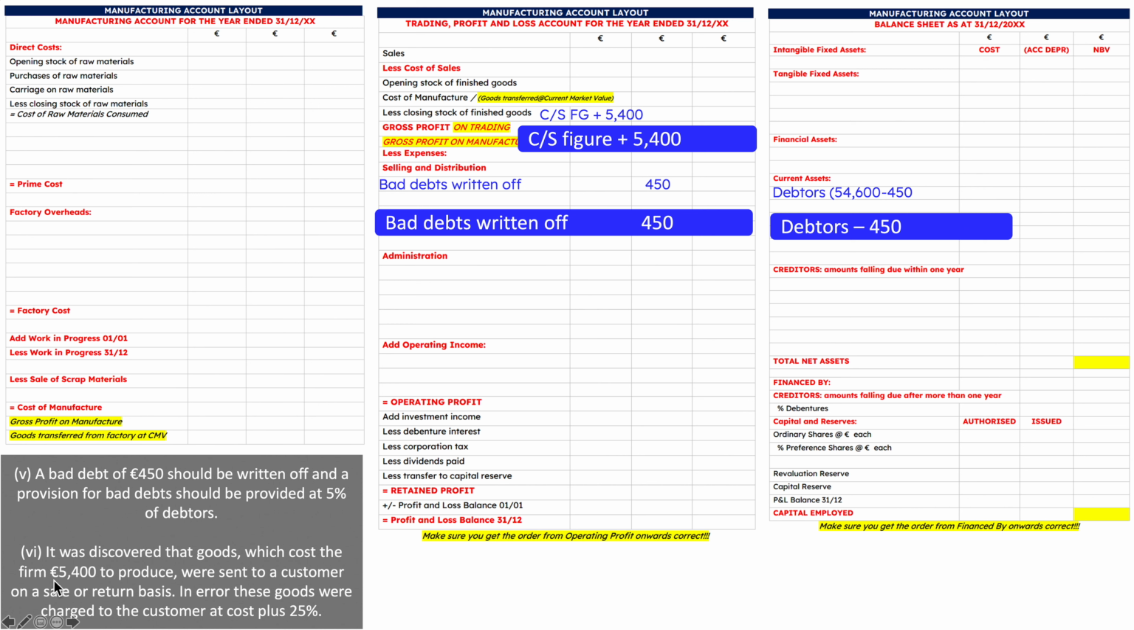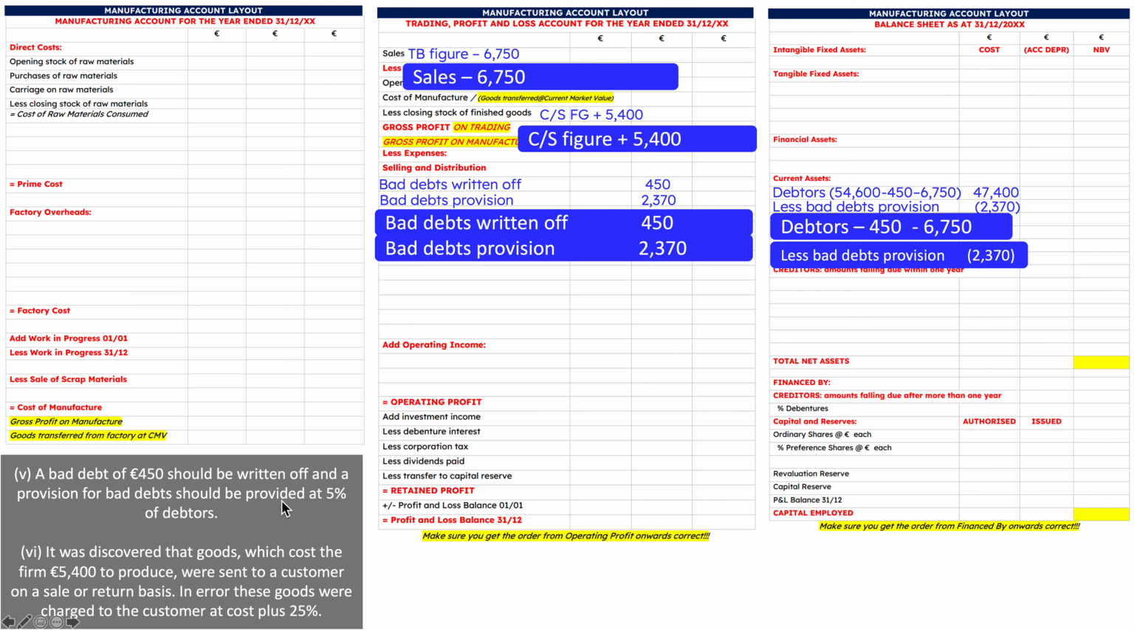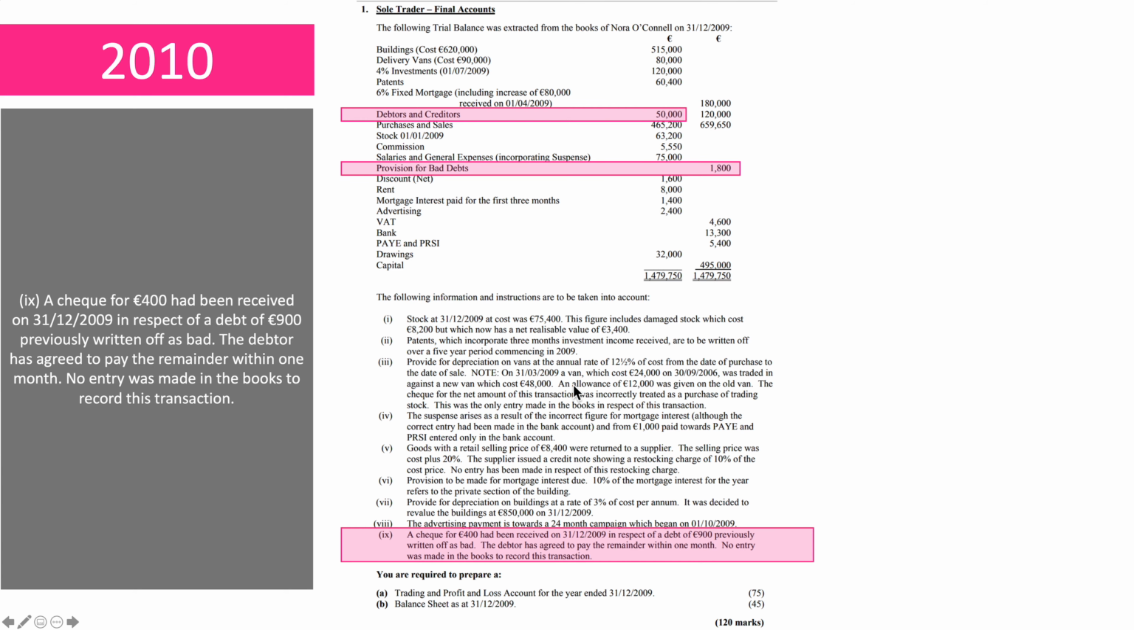2,370. Okay, and we have to say to ourselves, what do we do here? There was no bad debts provision previously. Okay, so it had to be set up, or provided. So 2,370 needs to go into selling and distribution there.